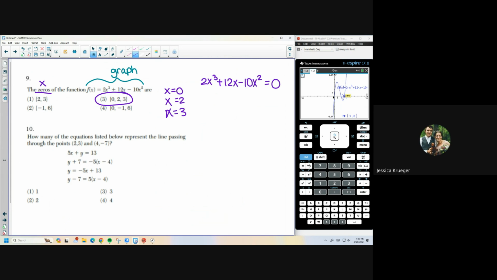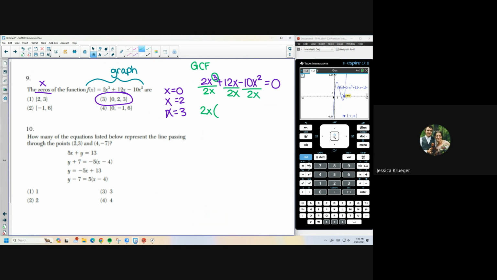The only way I can solve this is by factoring because it's not a quadratic. The degree is 3, so I have to factor this. And remember, when you factor, you must check for a GCF first. I can take a 2x out of all of these terms, so I'm going to divide all of these terms by 2x.